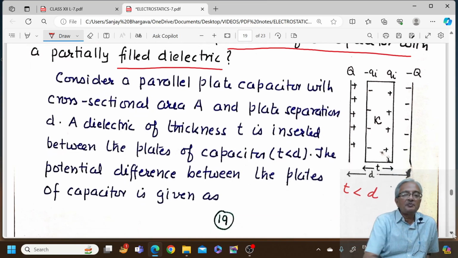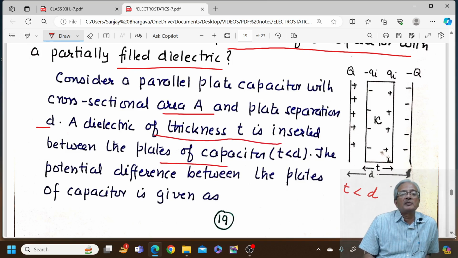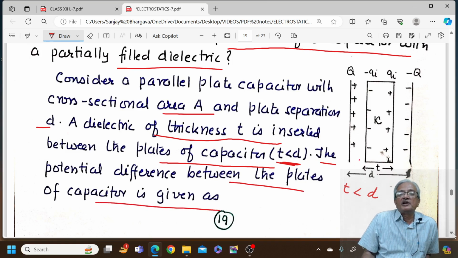So here let us pick up, consider a parallel plate capacitor with cross-sectional area A and the plate separation D. A dielectric of thickness T is inserted between the plates of the capacitor such that T is less than D. Then the potential difference between the plates of the capacitor is given as, here the field would be E0 and here it would be the net field.